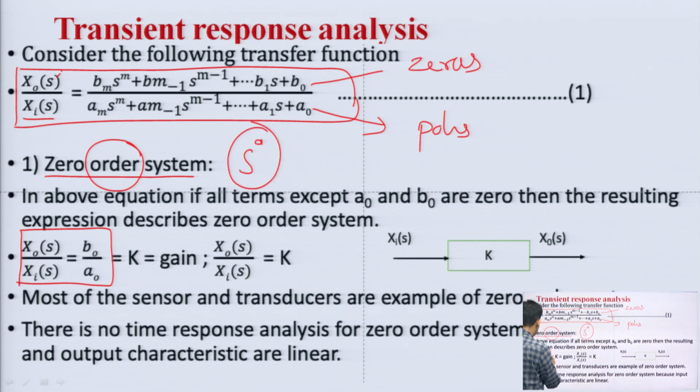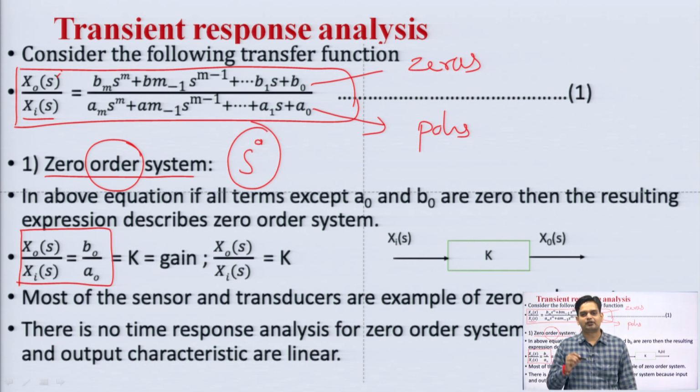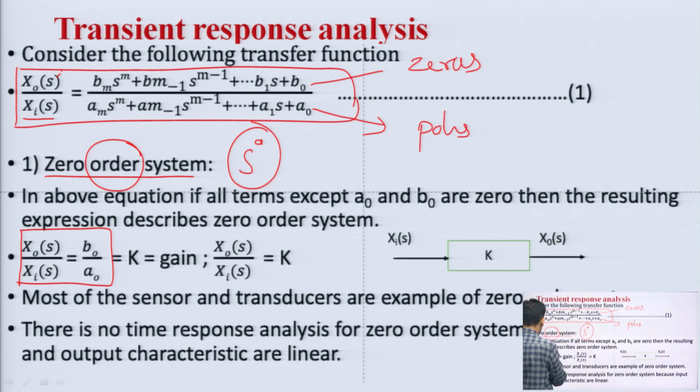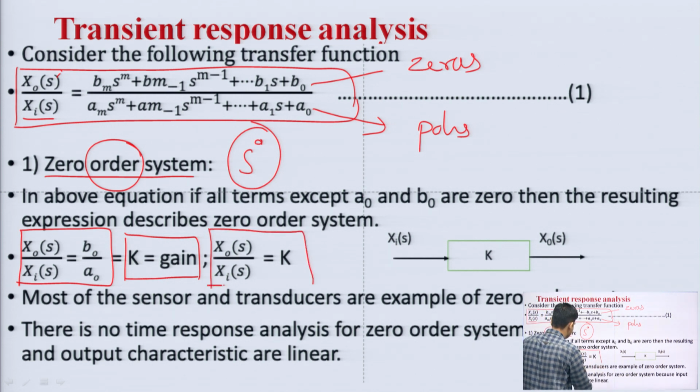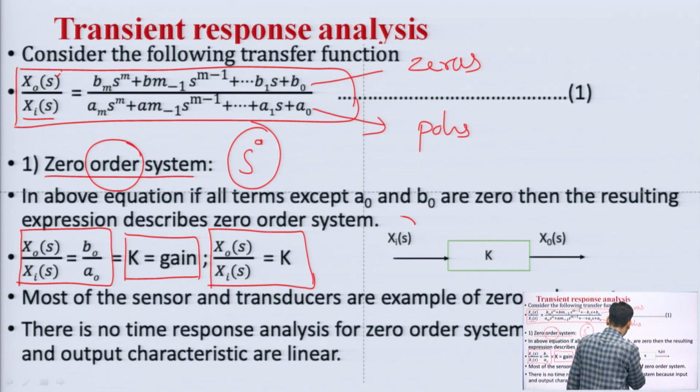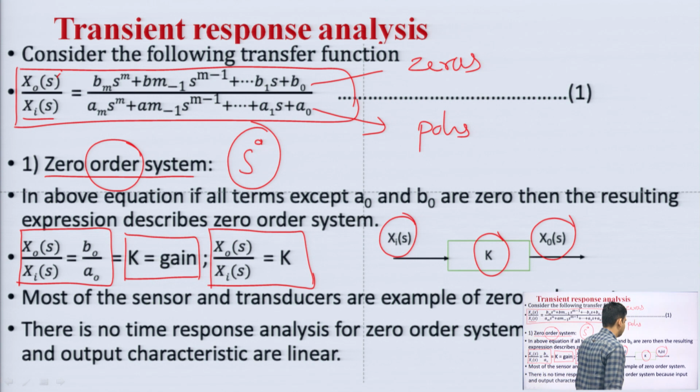Okay. So, here b naught over a naught, there is no s term. Whenever we talk about the 0 order system, the transfer function would be a constant value; it will not contain any s parameter. Basically this is giving you a DC gain k, or you can say x0(s) over xi(s) equal to k gives you the transfer function. You can model it like this: xi(s) is the input, this is a system which gives you gain k, and the output is x0(s).